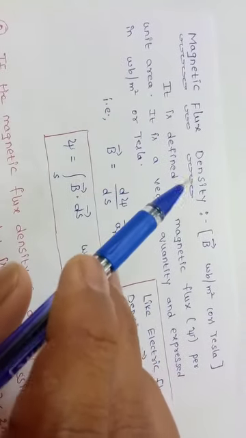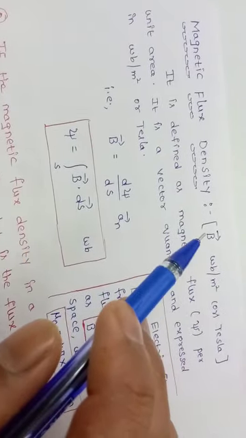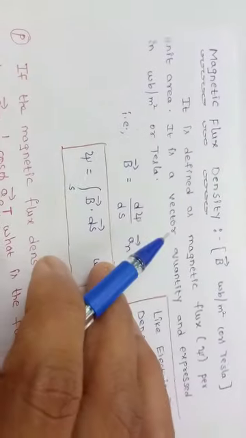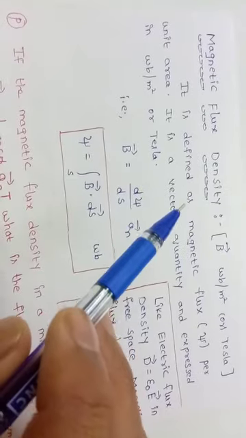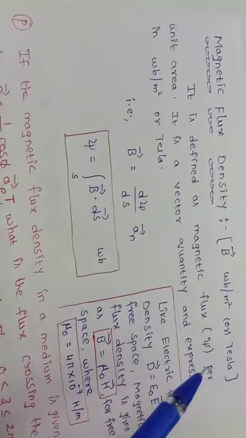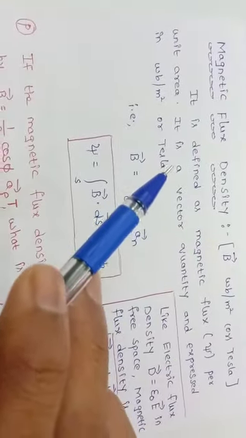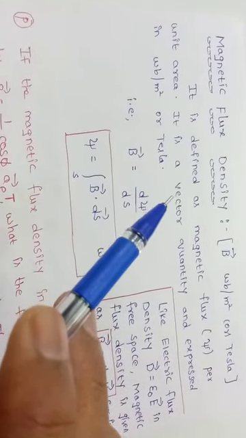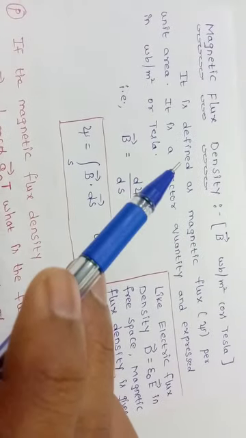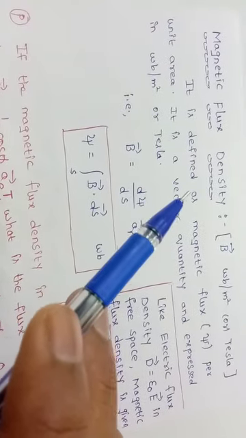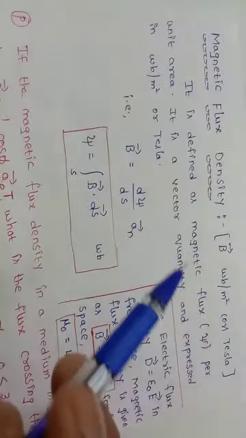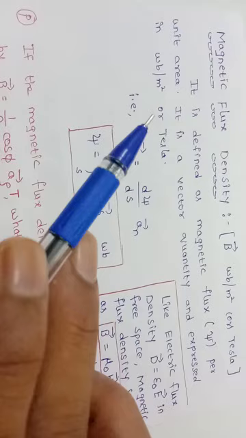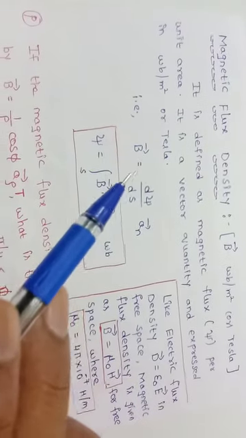Magnetic flux density. It is denoted by B vector. Units are Webers per meter square or Tesla. It is defined as magnetic flux per unit area. As we know that in electrostatics, electric flux density is defined as flux per unit area. In magnetostatics, magnetic flux density is defined as magnetic flux per unit area. It is a vector quantity and expressed in Webers per meter square or Tesla.